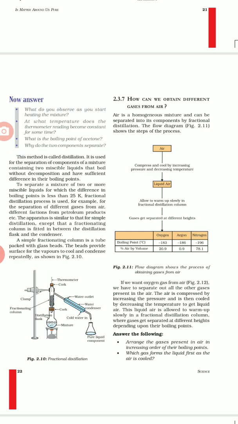We are going to discuss how we can obtain different gases from the air. Okay, so air is a homogeneous mixture, we all know. What is a homogeneous mixture? A mixture in which components are mixed uniformly. Right? So, this homogeneous mixture we can separate with the technique of fractional distillation.